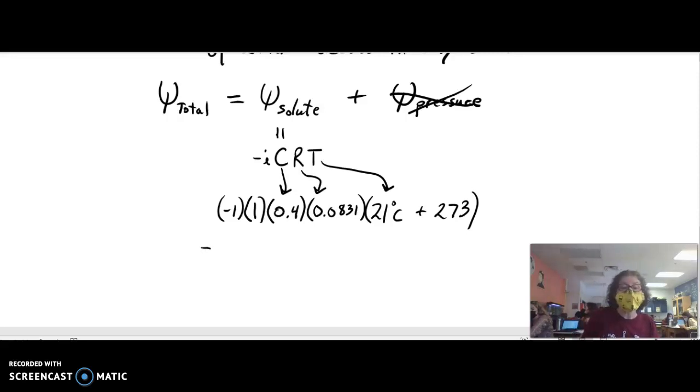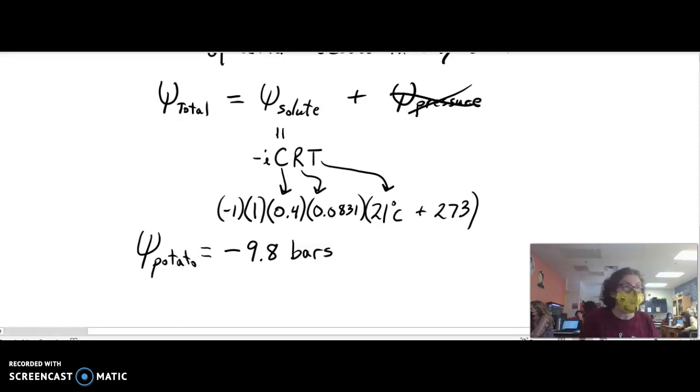So if you plug and chug this in a calculator, you'll get, I believe, -9.8. I'm just going to do this because I want to. And the units for water potential, right? So the potential of the potato is in bars, which is kind of a unit of pressure energy, right? So -9.8 is now your calculated water potential of the inside of the potato.